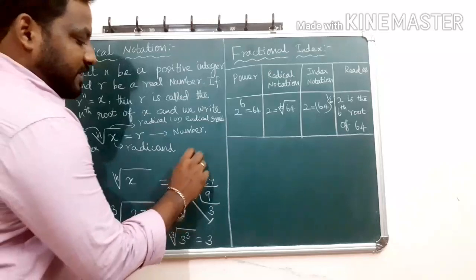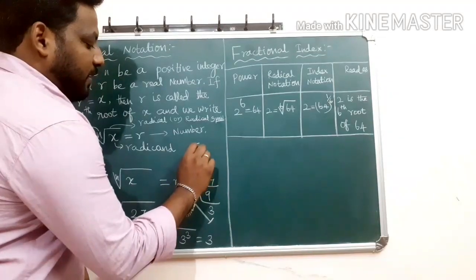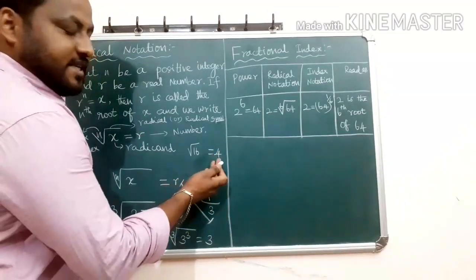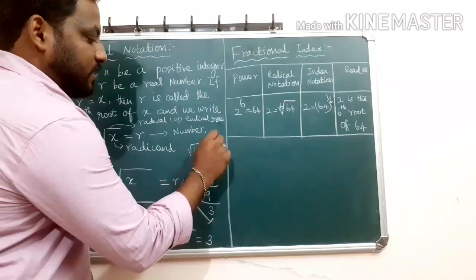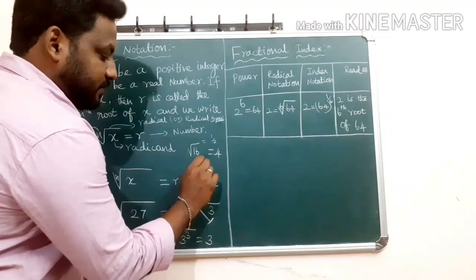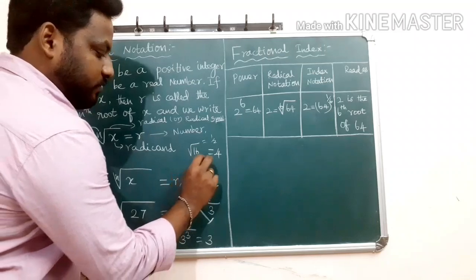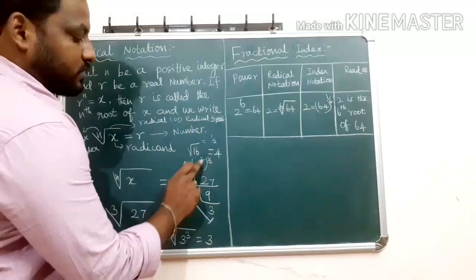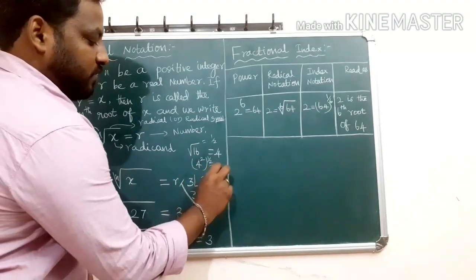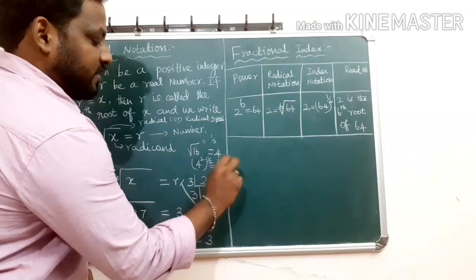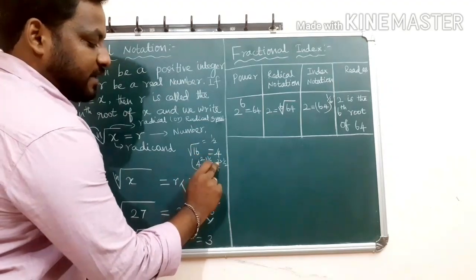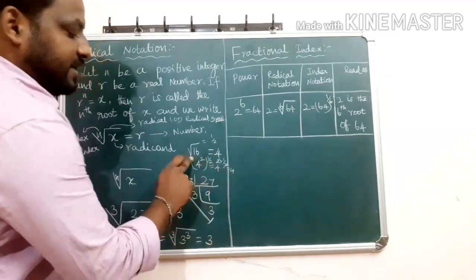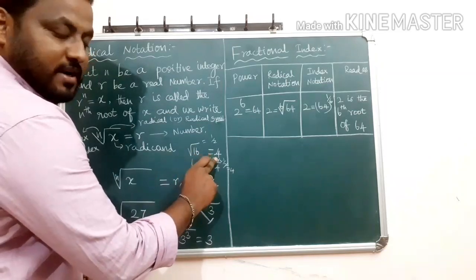We already studied square root values. The square root of 16 is equal to 4. The square root is equal to the power 1 by 2, which means 16 is written as 4 square. So 4 square, the whole power 1 by 2, is equal to 4 power 2 into 1 by 2, since a power m, the whole power n is equal to a power m into n. This 2 will be cancelled, so it is equal to 4. That is the answer: the square root of 16 is equal to 4.